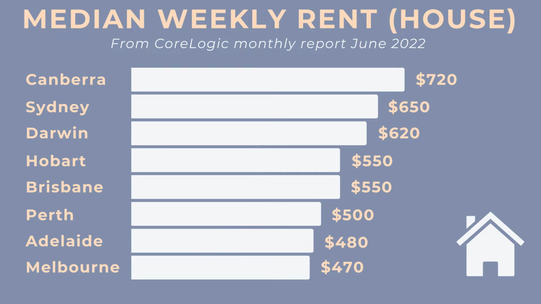Tying for the 4th and 5th place is Hobart and Brisbane, which are both at $550 a week. Next is Perth at $500, then Adelaide at $480, and cheapest is Melbourne at $470 a week. So Melbourne is one of the more expensive cities to buy a property in, but during the pandemic they had a really tough time with lockdowns, and a lot of people, tens of thousands of people, left Melbourne and Victoria to live either abroad or in different states. So a lot of people moved up to Queensland. So Melbourne rent is currently very, very cheap compared to the other cities, but I don't know how long that would last for.